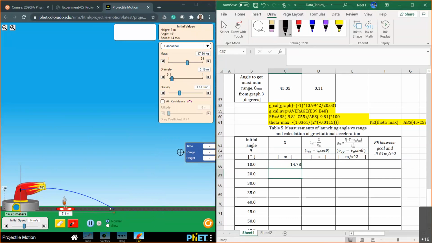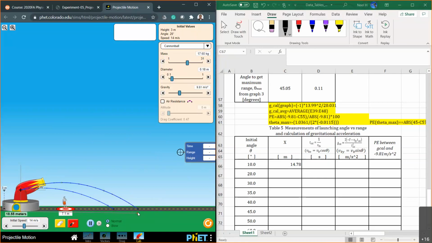14.78. And then keep that path, and then let's continue with the degrees. Then we can identify what's really happening to the range, okay? Then increase the angle to 20. We're going to go 10 by 10 in this case, okay? Initially, 20. Fire it. You can see the range increases.